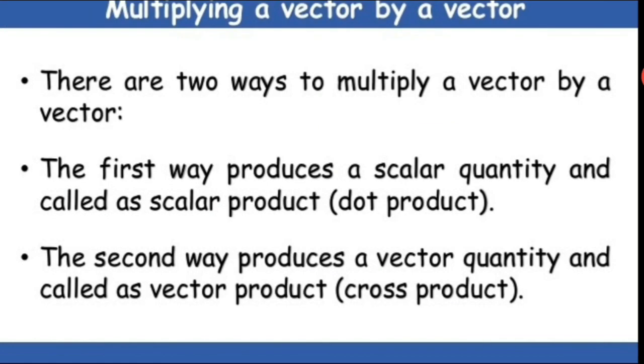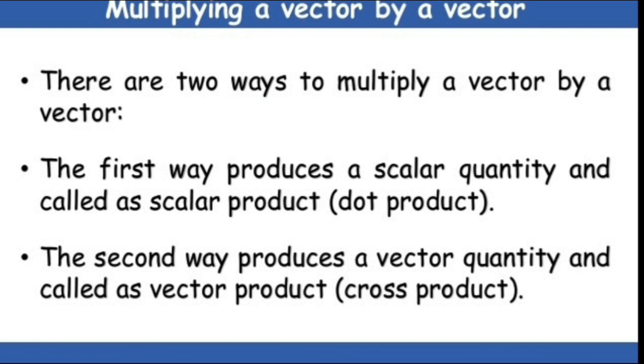Now what we are discussing is how to multiply a vector by a vector. Actually, there are two ways to multiply a vector by a vector. The first method is to get a scalar quantity, and that type of product of two vectors is called the scalar product or dot product. That means by this method we will get a scalar quantity as the result of multiplication, and that product is called the scalar product or dot product.